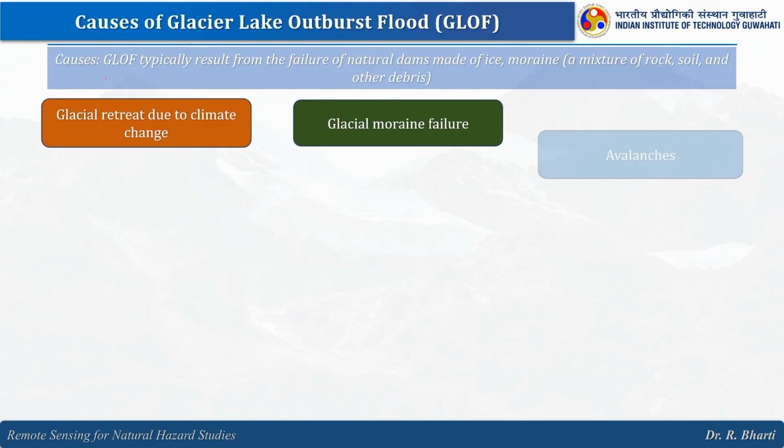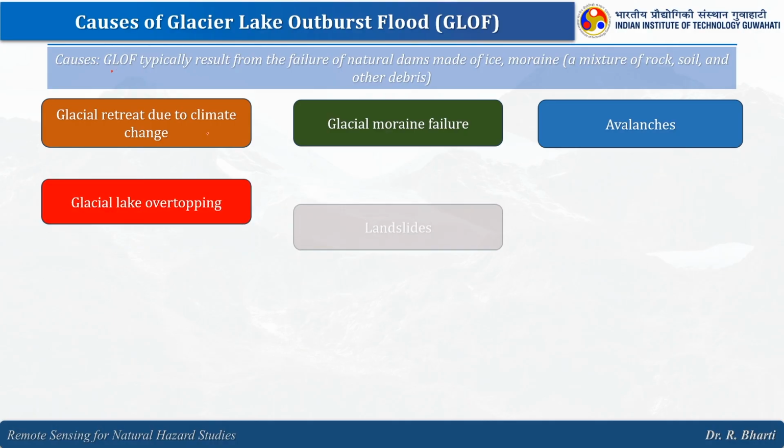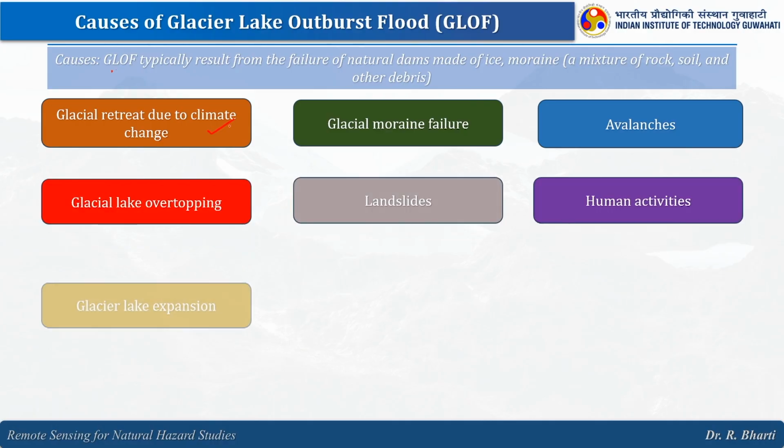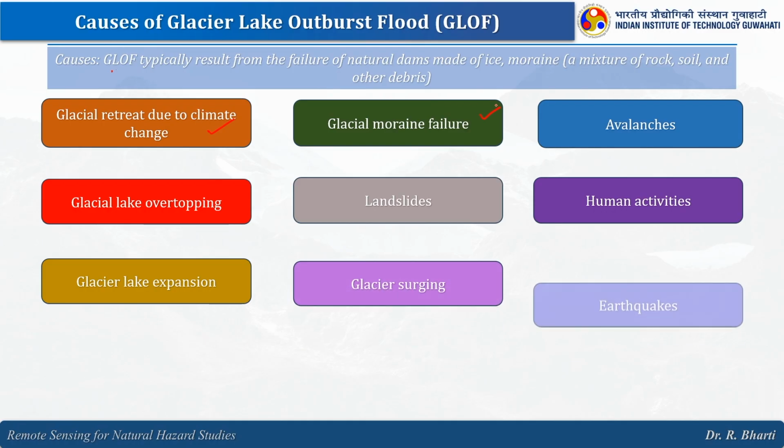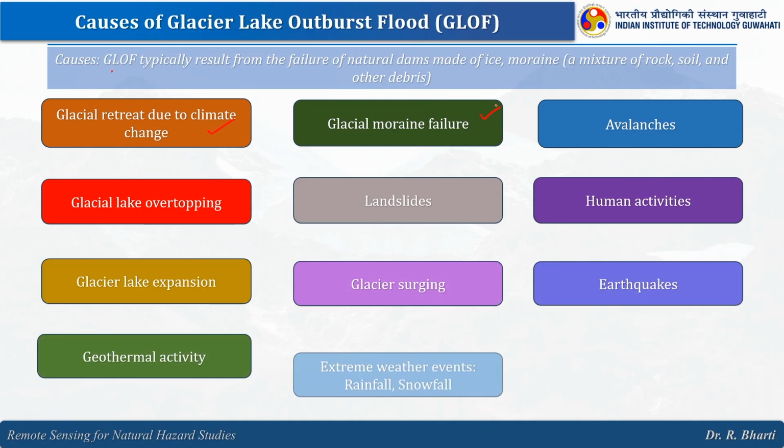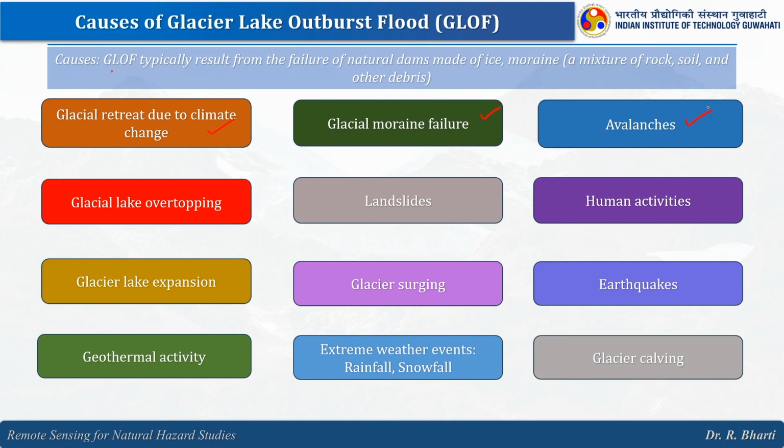So, causes of glacial lake outburst flood. Here you can see the glacier retreat because of climate change, then glacial moraine failure because of overtopping or maybe calving effects, avalanches in that particular region, glacial lake overtopping, landslide, human activities, glacial lake expansion, glacial surging, earthquakes or any other seismic events, geothermal activities, extreme weather events like rainfall or snowfall, and glacier calving. These are the causes of the glacial lake outburst flood.